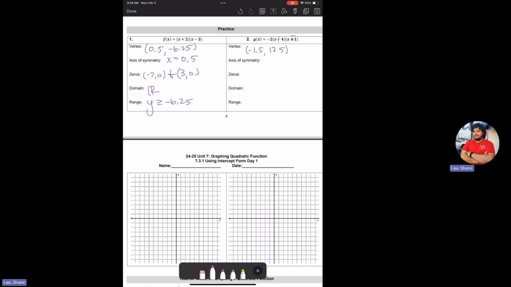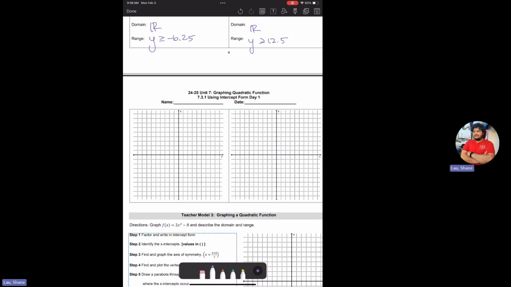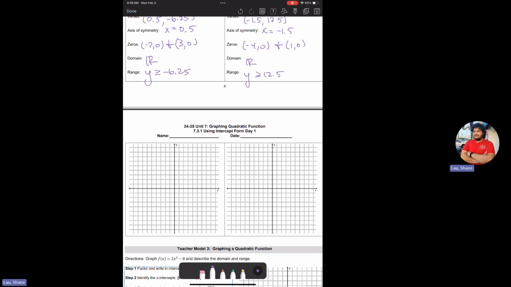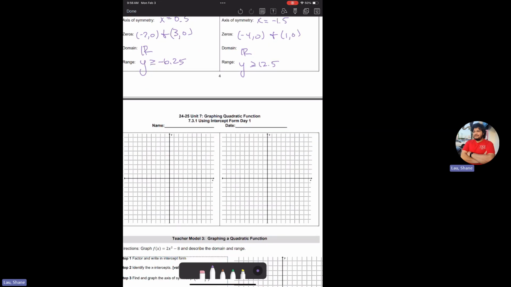My axis of symmetry is x equals negative 1.5. My zeros are negative 4, 0, and 1, 0. Domain is all real numbers, and then my range, y is greater than or equal to 12.5. Okay, simple enough. And then to make sure that I graph it mostly correctly, again, just kind of making your best guess here and there as appropriate.